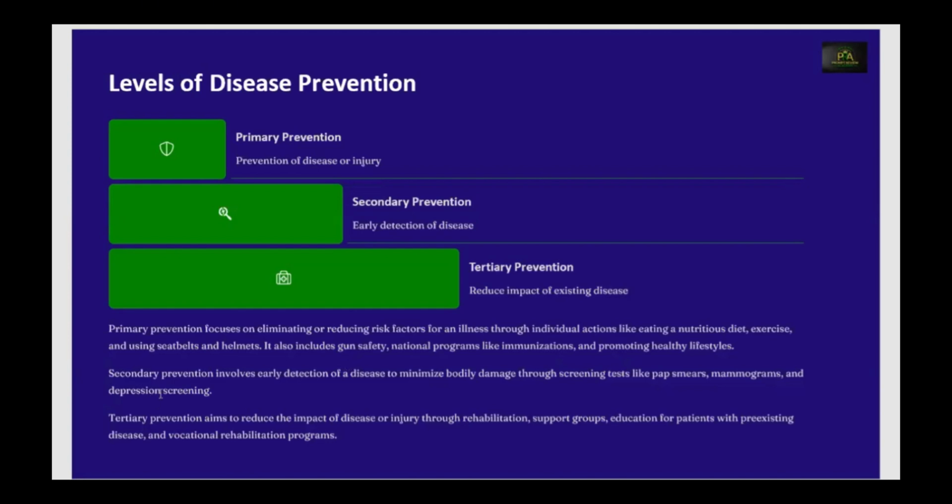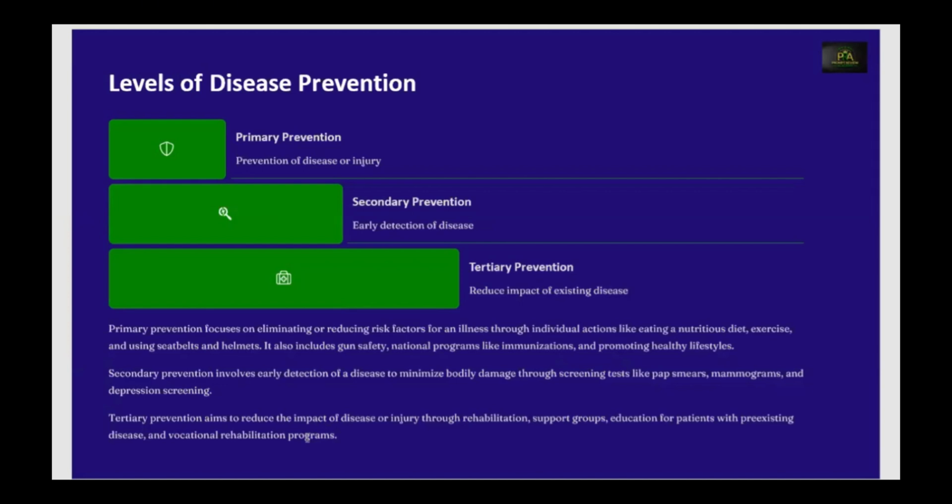Secondary prevention is anything about screening. You do a pap smear, you do a mammogram, they are all screening. S for screening, P for prevention. Then tertiary is anything you do to reduce the impact of that disease on the person. So anything you do to improve the quality of life for that patient, like rehabilitation, support group, education.